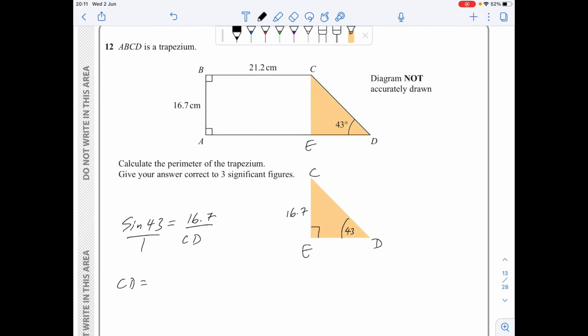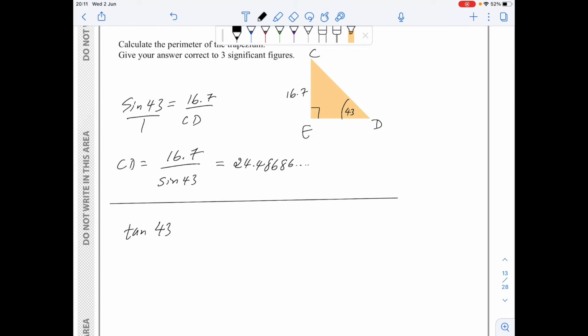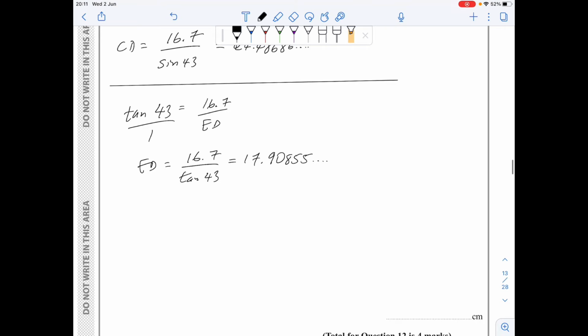So CD is equal to 16.7 over sine of 43, and this will give you 24.48686 and so on. Then to find ED, I will use tan 43 is equal to 16.7 over ED. So ED is equal to 16.7 over tan 43, and this comes out to be 17.90855 and so on.